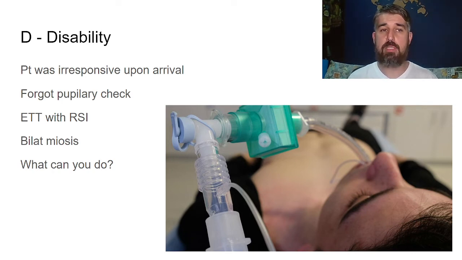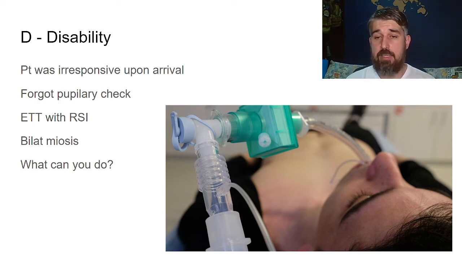Now we go for the disability. The patient was irresponsive upon arrival. We saw a lot of blood on his mouth, our priority was the airway. We decided to go for intubation. We get the ETT in with rapid sequence intubation. Now he is on drips and has bilateral miosis.